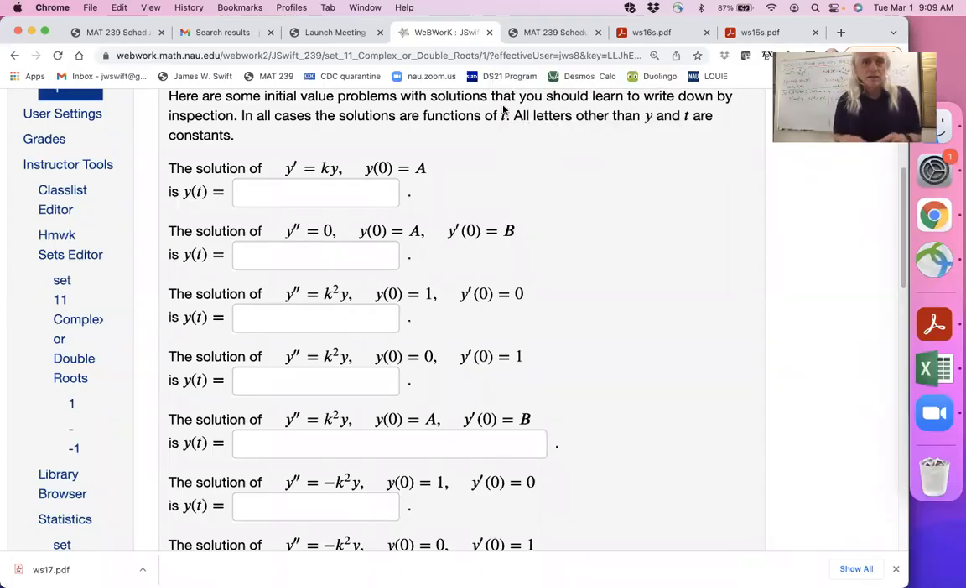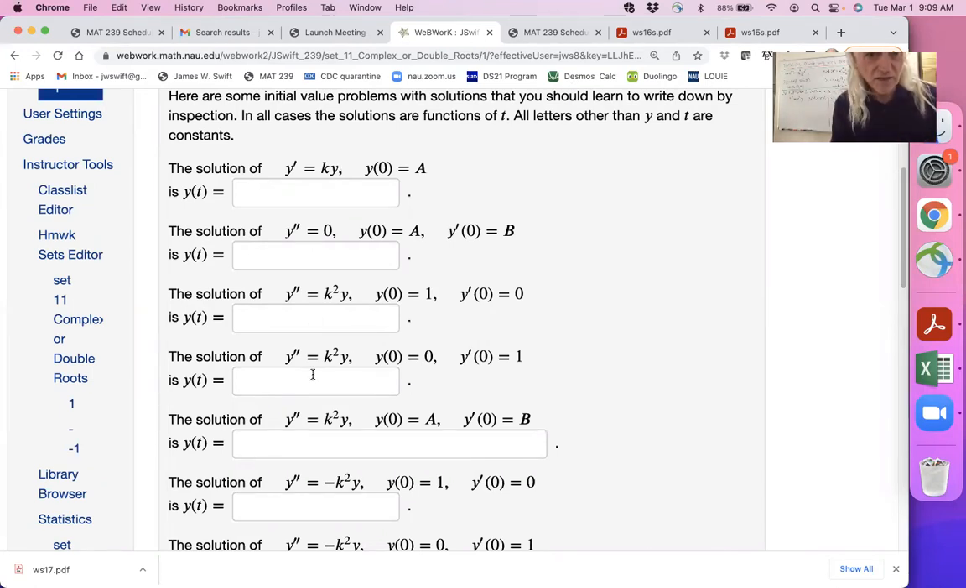Hello. Today I want to talk about problem 1 on set 11. Here are some initial value problems with solutions you should learn to write down by inspection. You know how I love these solutions by inspection. In all cases, the solutions are functions of t, and all symbols other than y and t are constant. So in particular, k is a constant.